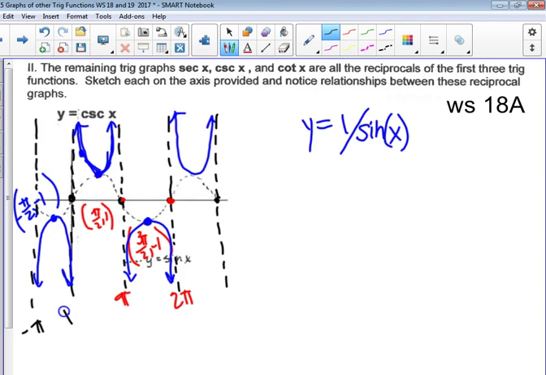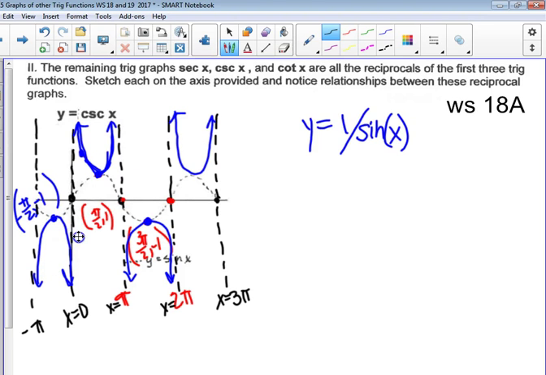There's an asymptote at x equals 0, x equals pi, x equals 2π, x equals 3π. Again, the dotted sine graph and all the asymptotes are actually not part of the graph. They're just boundaries and helpful hints. The blue are the only ones that are actually part of the cosecant graph.